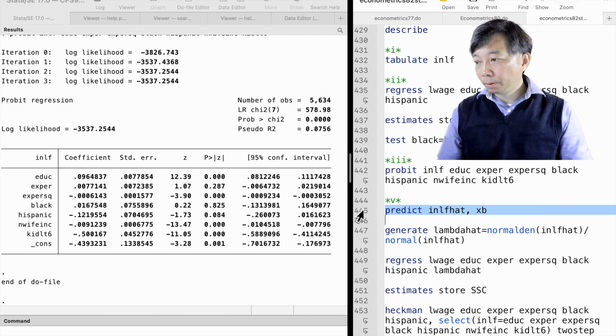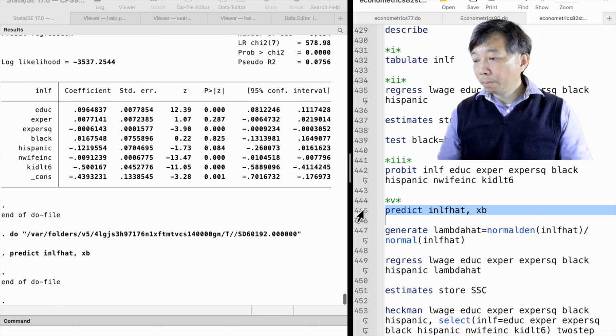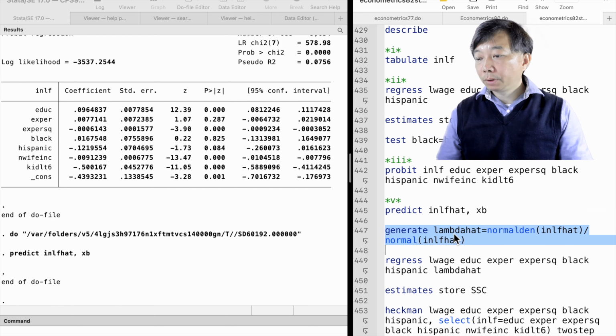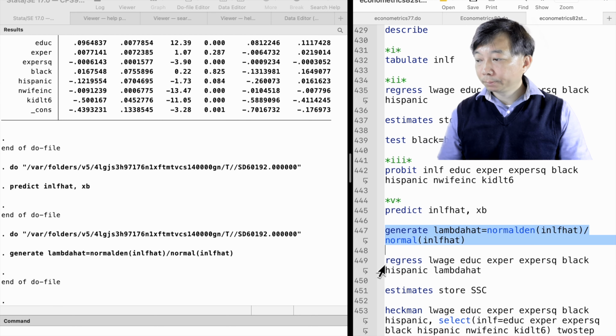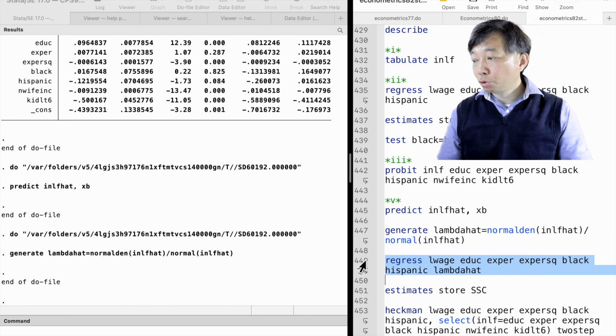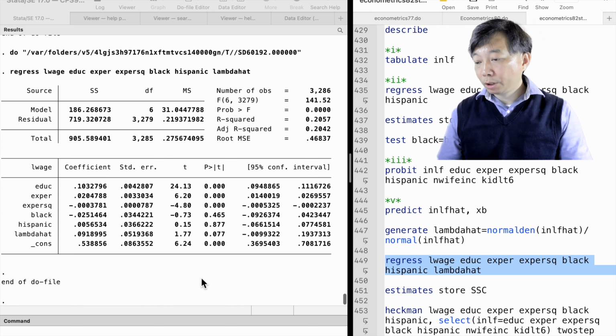After the probit regression for the labor force participation, we can compute the inverse Mills ratio, lambda hat. The inverse Mills ratio is defined as the ratio of the standard normal density of the fit value divided by the standard normal cumulative distribution function of the fit value. So we first use the predict command and xb option to obtain the fit values, labor force participation hat, and then compute the inverse Mills ratio for each observation. Finally, we add the inverse Mills ratio lambda hat to the wage equation.